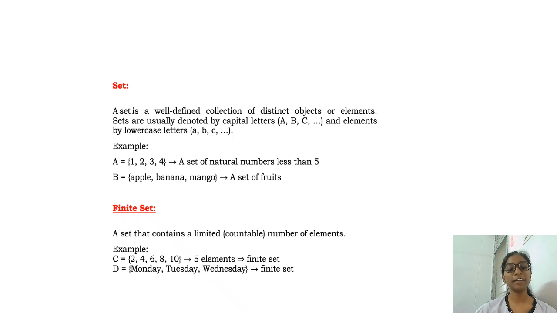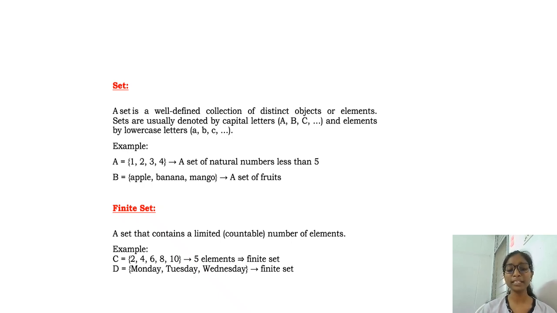Set. A set is a well-defined collection of distinct objects or elements. Sets are usually denoted by capital letters, capital A, capital B, capital C, and elements by lowercase letters, small b, small c, and so on. For example, A set consists of 1, 2, 3, 4. This is a set of natural numbers less than 5. And B consists of apple, banana, mango. This is a set of fruits.